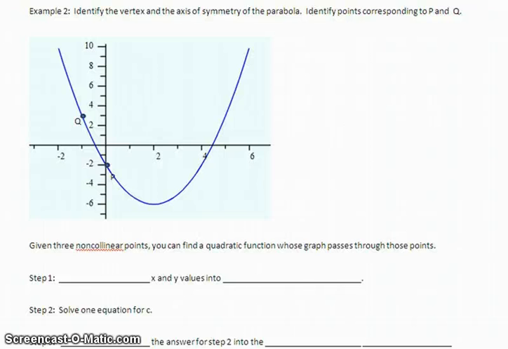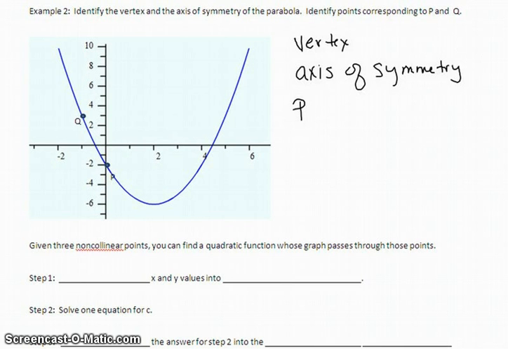Well, let's see how you did. We need to identify the vertex, axis of symmetry, and that's always a vertical line, and it will be written x equals whatever the x coordinate is on that vertex, and points corresponding to P and Q. So we've kind of written that out.